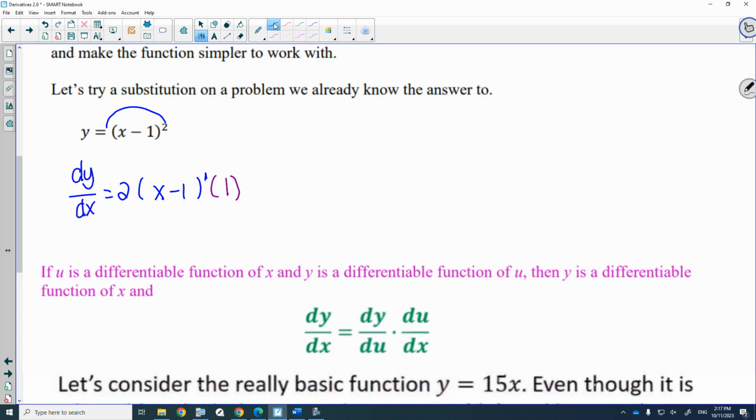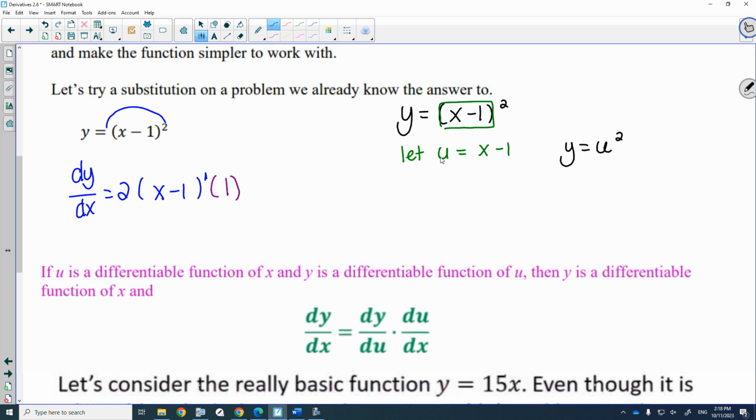Here's how we're going to set it up for U-substitution. So y is equal to x minus 1 squared. I'm going to take my inner function here, and I'm going to say let u equal x minus 1. Okay, so that's the first thing we're going to do. Now let's rewrite our function, putting a u inside. So y is equal to, take that inner function out, let's put a u there and square it.